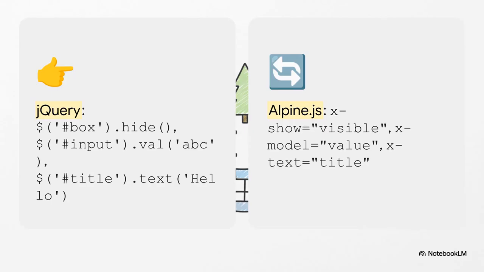Okay, now this is where it gets really interesting. This slide shows a massive shift in how you think. With jQuery, you're like a director on a set, yelling commands. Find that box and hide it, now. But with Alpine, you're more like a scriptwriter describing a scene. You just say, this box should be visible only when this visible variable is true. It's a move from ordering the computer around to just describing how things should be. It's a huge part of what makes it feel so fresh.